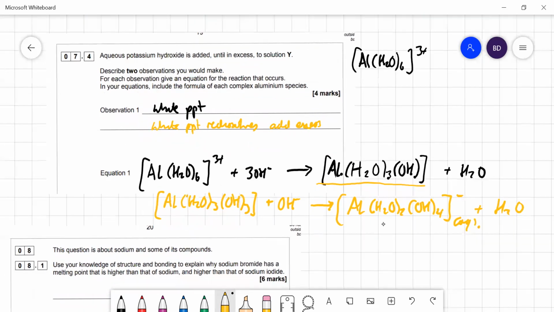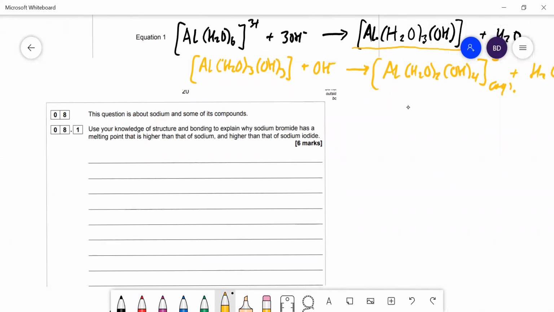Right, now this question here, we've got a 6 marker, okay? So I'm not going to write an essay, I'll just write some bullet points here. So to explain why sodium bromide has a higher melting point than sodium, we've got to think about sodium.